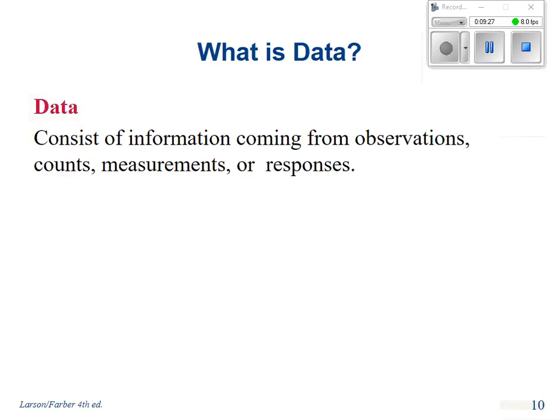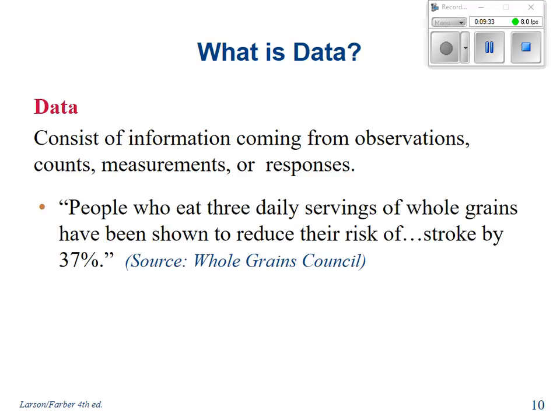Right, you've already got this down, so just going over this. Data consists of information coming from observations, counts, measurements, responses. If we look at this sentence, people who eat 3 daily servings of whole grains have been shown to reduce the risk of stroke by 37%. What's the data in that?